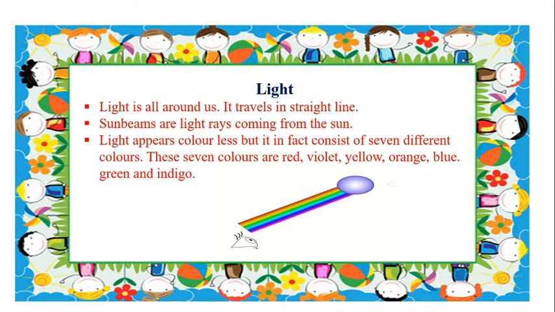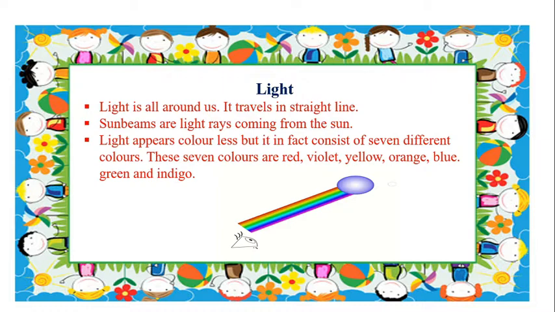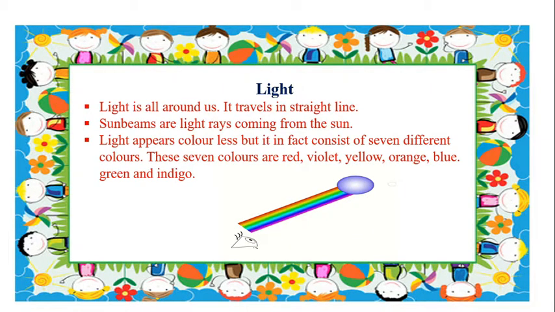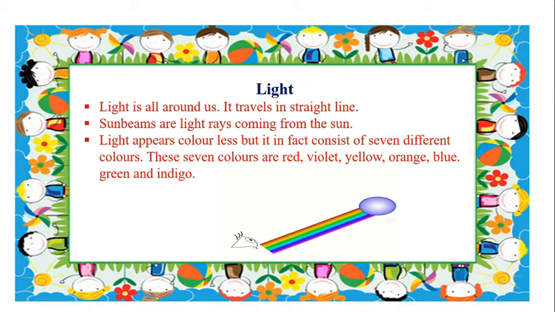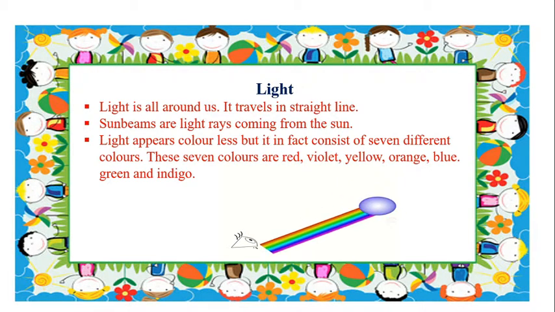Do you know, students? Light appears colorless, but in fact consists of 7 different colors. These 7 colors are violet, indigo, blue, green, yellow, orange, and red. We also call it VIBGYOR.